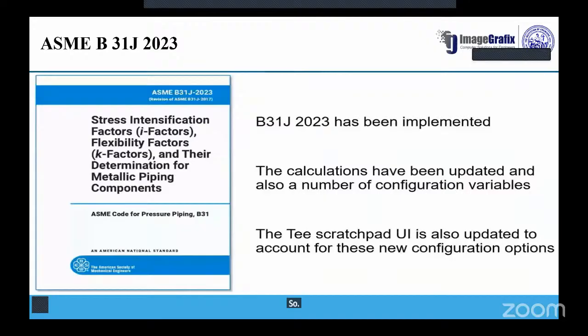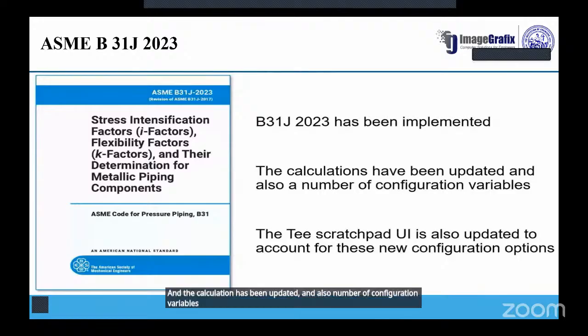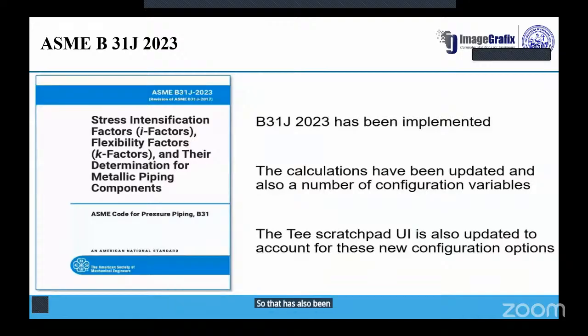So the B31J 2023 edition has first of all been implemented in version 15 of Caesar 2 software, and the calculation has been updated, and also a number of configuration variables, which we will see in the next slide. That has also been updated based on the changes in the B31J 2023 edition. We also have a separate scratch pad user interface that we can use only for the SIF calculation. That scratch pad interface has also been updated as there are changes in the 2023 edition of B31J.